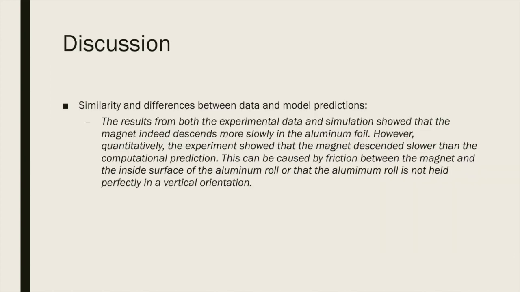By comparing the similarities and differences between the data and model predictions, we find that the results from both the experimental data and simulation showed that the magnet indeed descended more slowly in the aluminum foil. However, quantitatively, the experiment showed that the magnet descended slower than in the computational prediction. This can be caused by friction between the magnet and the inside of the aluminum roll, or that the roll is not held perfectly in a vertical orientation.